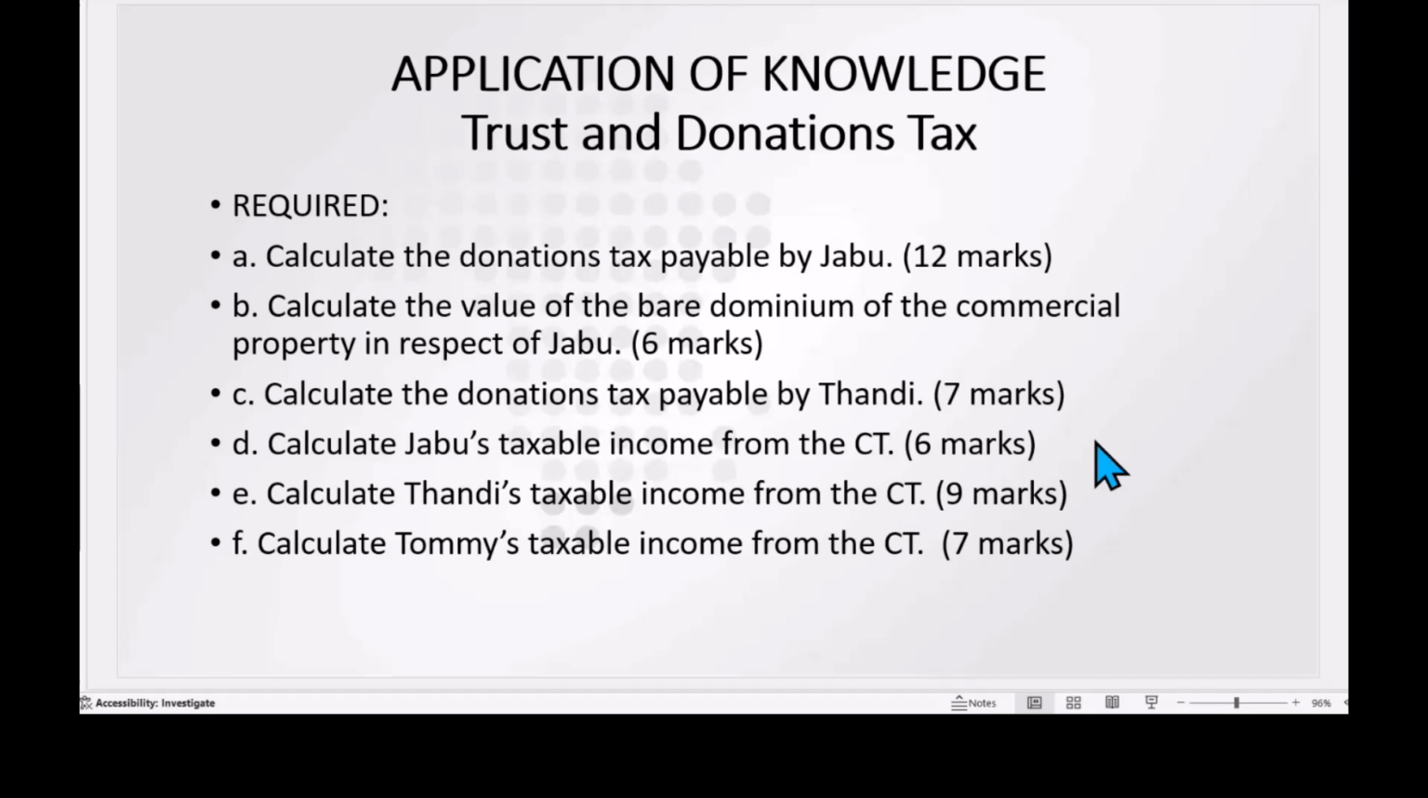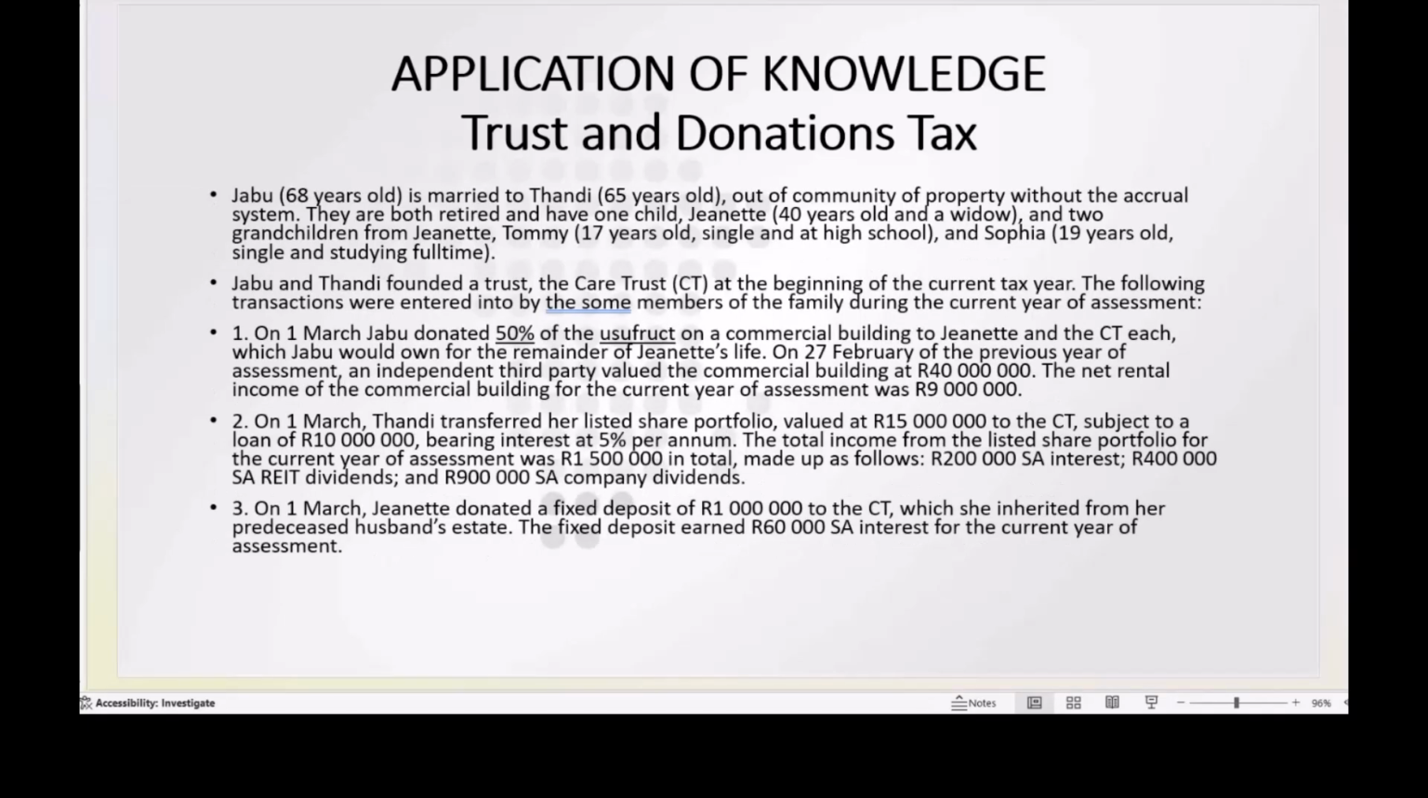All right, so we will look at the required. The required asks us to calculate the donations tax payable by Jabu, and that is for 12 marks. Then B says calculate the value of the bare dominium of the commercial property in respect of Jabu, that's 6 marks. Calculate the donations tax payable by Tandi, and that's 7 marks. Calculate Jabu's taxable income from the care trust, 6 marks. Calculate Tandi's taxable income from the care trust, 9 marks. And then calculate Tommy's taxable income from the care trust, and that's 7 marks. So this is a combination of donations tax and trust. So let us see what the background information is.